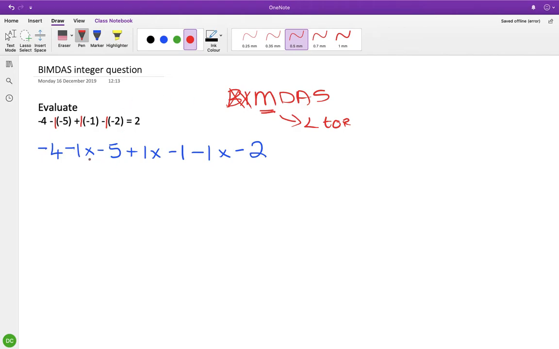Okay, so the first multiplication is here. And it multiplies, obviously, the number in front of it by the number after it. The number in front of it is a -1. So you have to make sure you take the minus with the 1, because that 1 owns that minus. And the number after it is a -5.